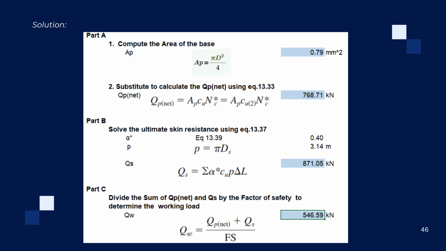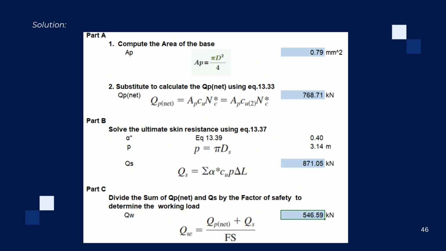So first, we need to compute the area of the base, where AP is equal to pi d squared over 4, and when you substitute the diameter, we get a total of 0.79 meter squared. Then, substitute to calculate the QP net using equation 13.33, where QP net is equal to AP times Cu2 times NC. And when you substitute the values, we get a total of 768.71 kilonewton.